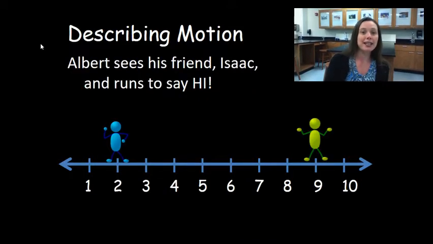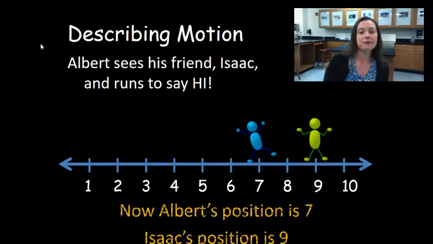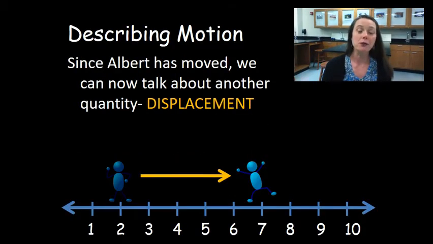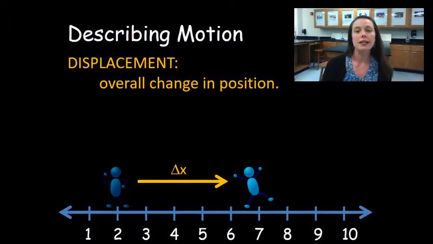But let's say he sees his friend, Isaac. He runs over to say hi. Now Albert's position is 7 and Isaac's position is 9. Since Albert has moved, we can also talk about another quantity, displacement. Displacement simply means something's overall change in position.